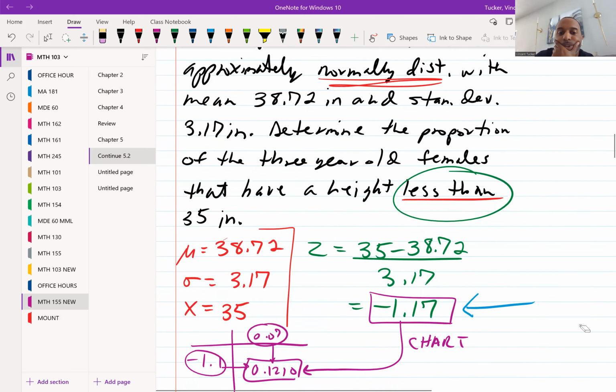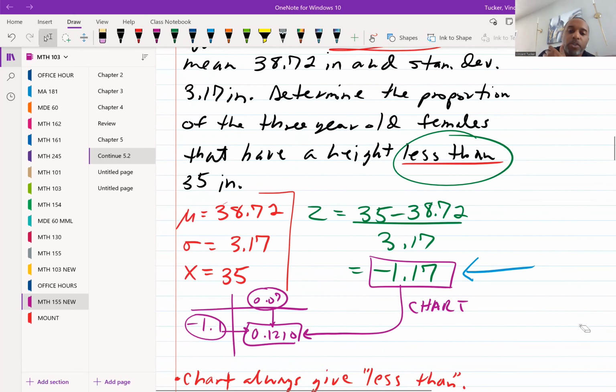All right, scrolling up. So then once you have your z-score, you go to the chart. And the rightmost digit, which is a 7, that'll be on top. Negative 1.1 will be to the left. And they meet up at 0.1210.